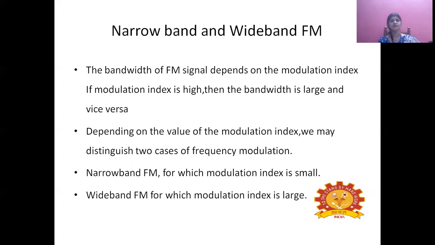So the bandwidth of the FM signal always depends upon the modulation index value. If the modulation index is high, then the bandwidth is large and vice versa. Depending upon the value of modulation index, we may distinguish two types of frequency modulation. One is narrowband FM, in which the modulation index is very small, that is, it will be very much less than 1. The other one is called the wideband FM, for which the modulation index is large, in which case the modulation index is greater than 1.